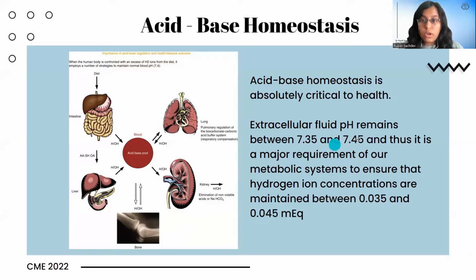So all extracellular fluid pH needs to be between 7.35 and 7.45, which is your normal body pH range. Your body works very hard to make sure that it stays between this range. Whenever it goes above or below these values, that means you're going into acidosis or alkalosis.